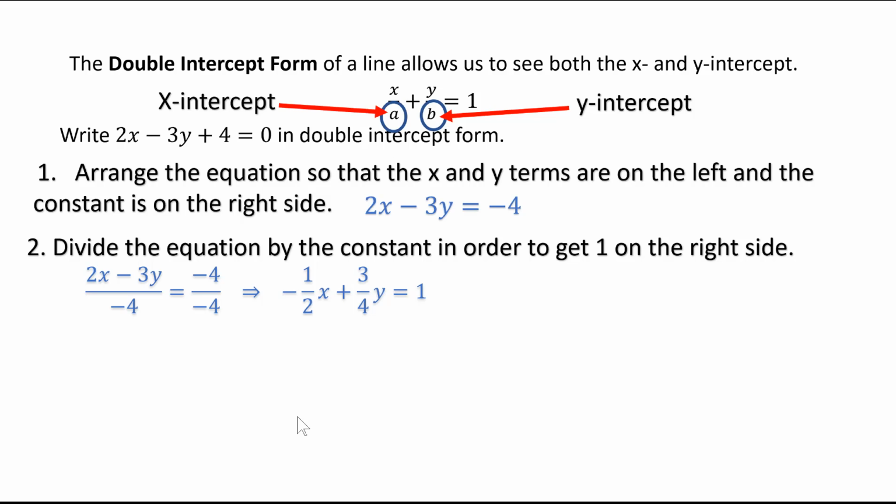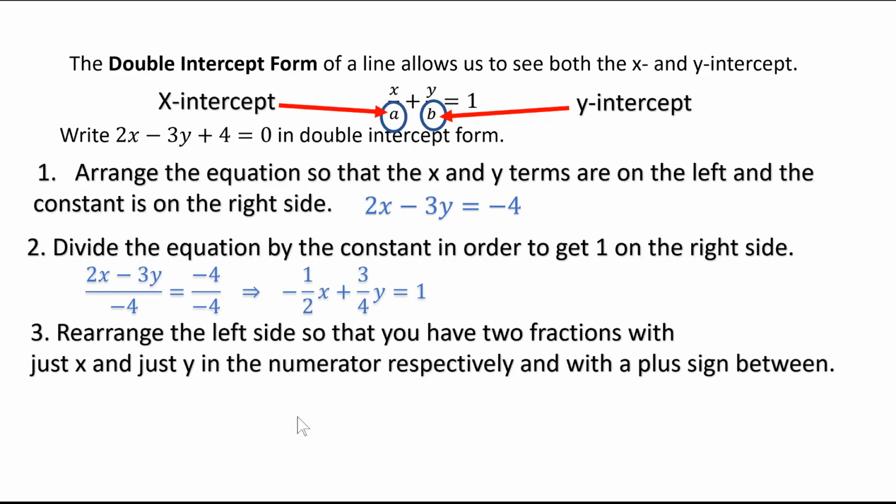Now you want to rearrange the left side so that you have two fractions with just x and just y in the numerator, respectively, and with a plus sign between them. Because that's the only way you're going to really be able to look at the denominators and know for sure that the one under the x is the x-intercept and the one under the y is the y-intercept. So you have to get it so that you just have x on top of the first fraction and y on top of the second fraction, and you also have a plus sign between them. So you're going to just rearrange it.